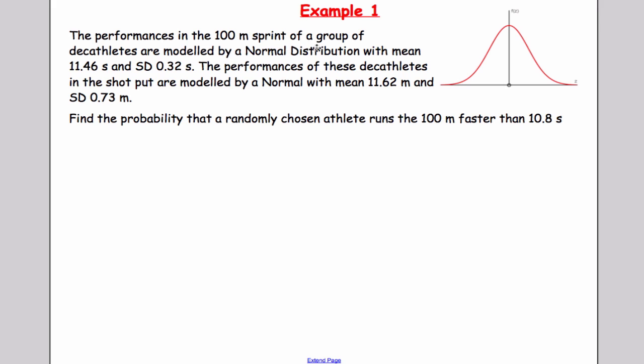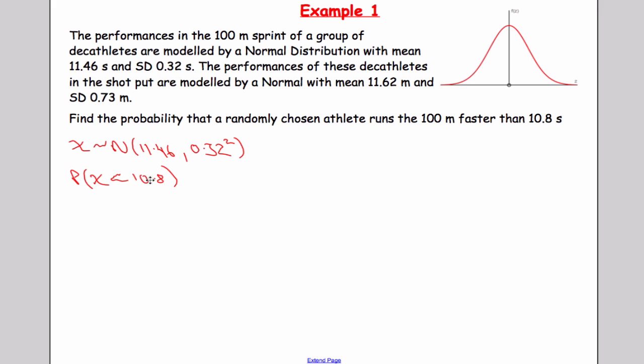Okay, so I'm just going to start briefly by modelling the normal. So if I let x be the performances in the sprint, so x is normally distributed with a mean of 11.46 and a standard deviation of 0.32, so that will be 0.32 squared. And I want to work out the probability that a randomly chosen athlete runs the 100 meters faster than 10.8 seconds. So I want x to be less than 10.8.